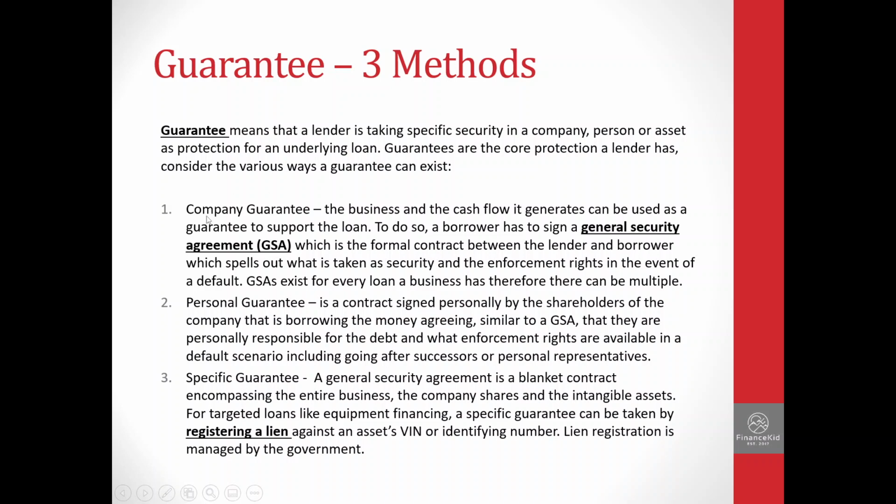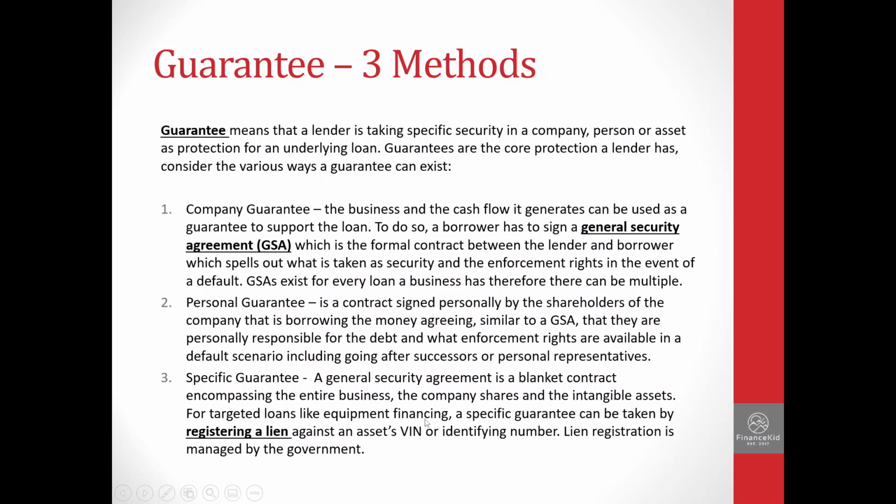So maybe instead of a broad general security agreement signed by the entire company, a company wants to just borrow money to buy one asset: a car, a piece of equipment, some property. So a specific guarantee is a targeted registration or security in that underlying asset. And so typically I look at it as equipment financing. So here's a good example.